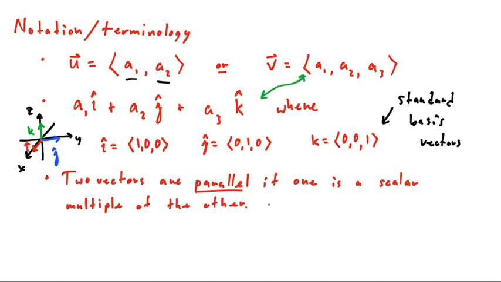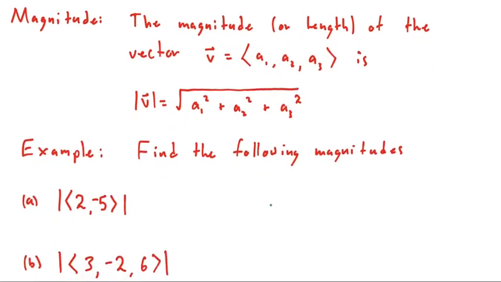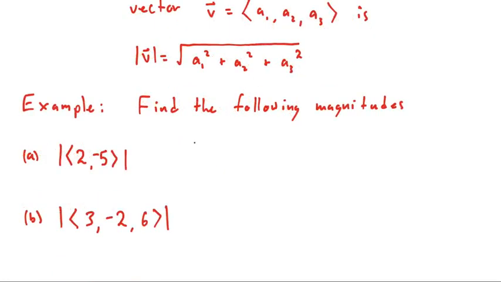Two vectors are called parallel if one vector is a scalar multiple of the other. Let's talk about how to find magnitude. The magnitude or length of a vector can be found using this formula. We represent the magnitude using these vertical bars, which look like absolute value bars, and the magnitude is equal to the square root of the sum of the components squared. We could find magnitudes of two-dimensional or three-dimensional vectors.